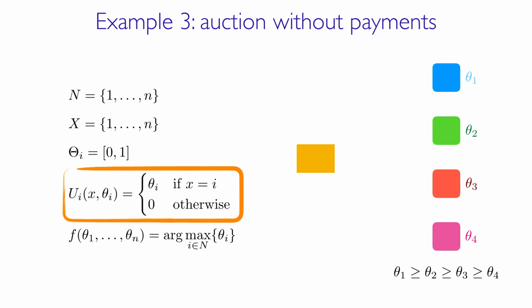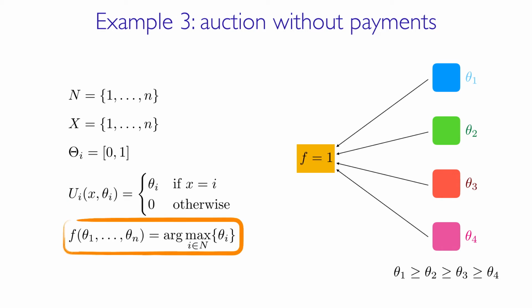The utility function of player i is 0 if such player will not receive the good sold by the auctioneer, while it is the type θ of the player if she will receive the good. The social choice function returns the outcome corresponding to the player with the largest type. This means that player 1 is the winner in the specific instance reported in the slide.